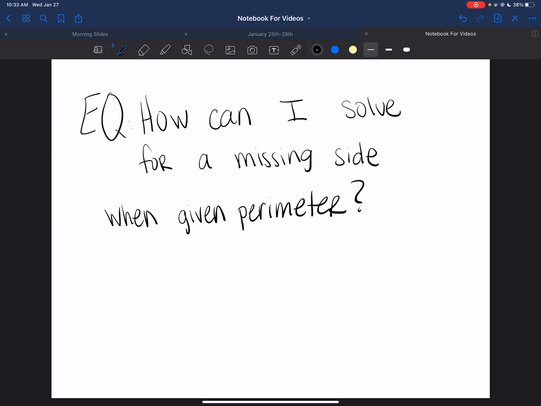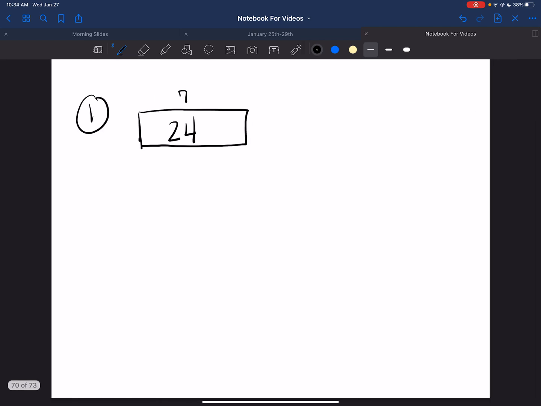In today's video, we are going to be solving for a missing side length or width when given perimeter. So our EQ for this lesson is how can I solve for a missing side when given perimeter? Now we have talked about this in class and it is a little challenging and there are a few steps that you need to follow. So if you need to watch this video as a review or just to help to walk you through solving, this would be a great strategy to use.